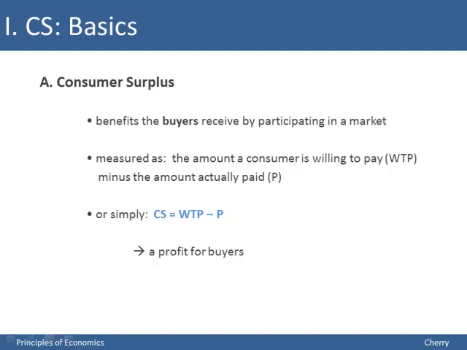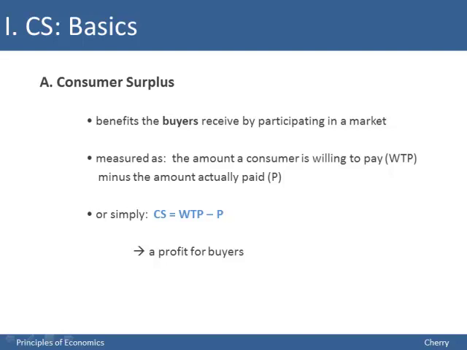So imagine if you go to the store and you're going to buy a product and you're expecting to pay $10 for it. So you get there and you find out that it's only $5. It went on sale as half price. So you were willing to pay $10, maybe even more than $10. But you actually paid less than your willingness to pay. And that difference is the consumer surplus.